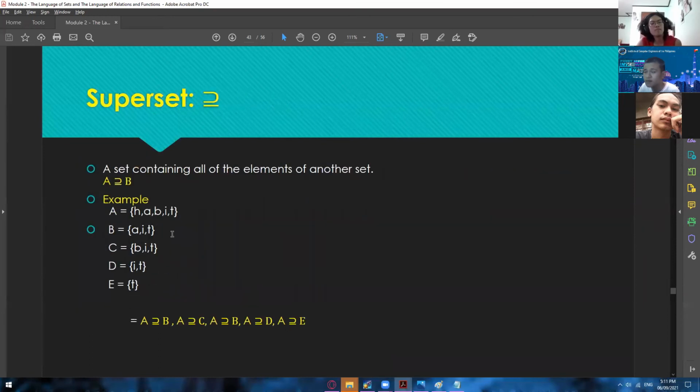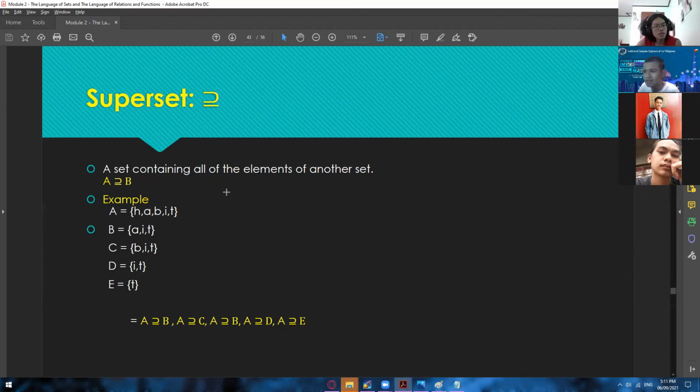Okay, let's talk about superset now. A superset is a set containing all of the elements of another set. It's like the mother set, the one that I kept on saying a while ago. If you are going to draw this one, A is the superset of B.